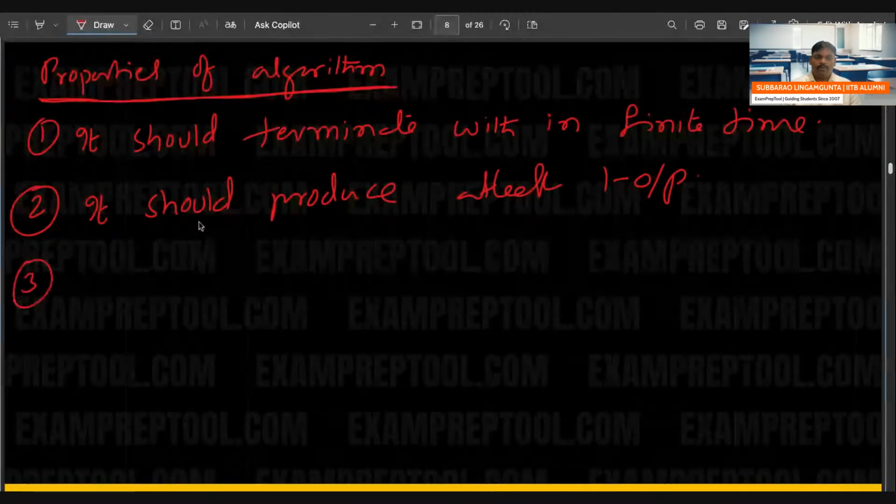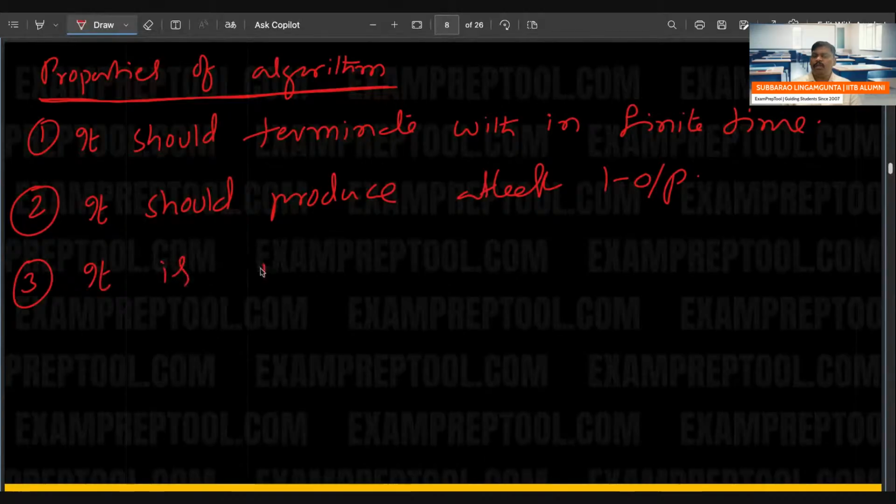Third, it is independent of programming language. When you say algorithm, it is not based on a programming language. In some programming languages, implementing this algorithm may be easy, and in some it may be a little difficult. But remember, an algorithm is independent of programming language.